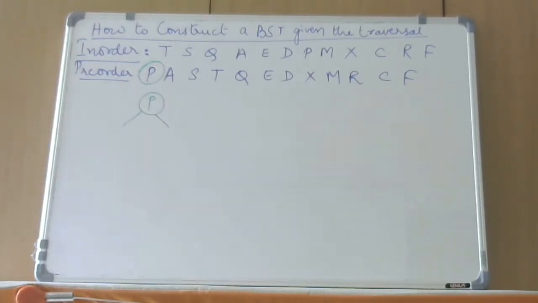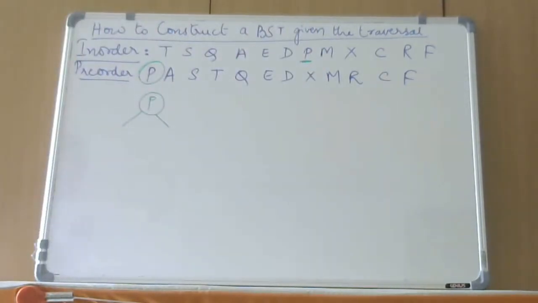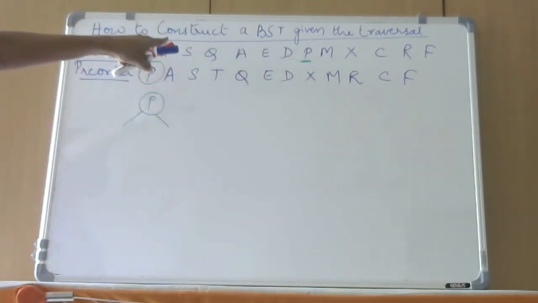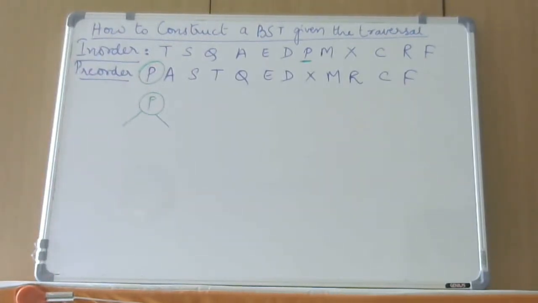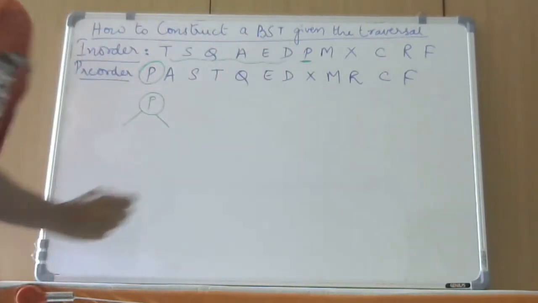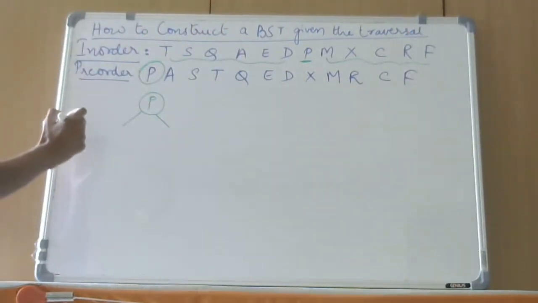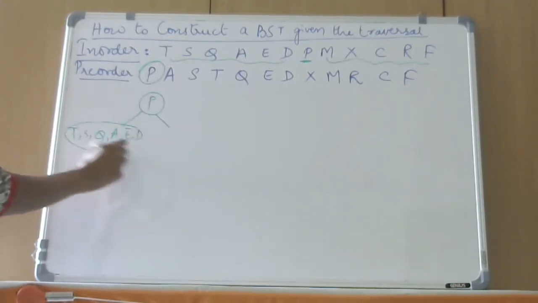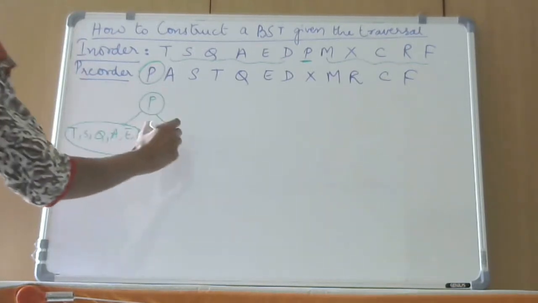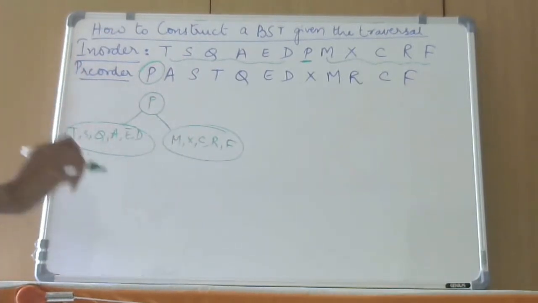Okay. Next. Now, given P, if you look at the in-order, whatever is to the left of this P in the in-order is the left subtree. Whatever is to the right of the P in the in-order should come to the right of the tree. So that much is clear now. This part I can put as the left subtree, and this part I can put as the right subtree. So I will just put down T, S, Q, A, E, D. This is the left subtree. And then I have M, X, C, R, F. This is the right subtree for now.